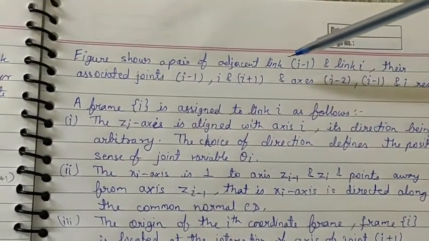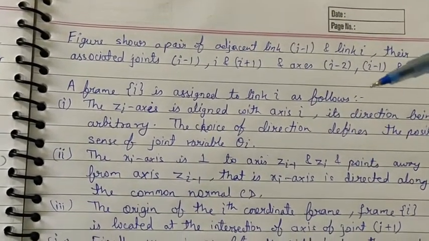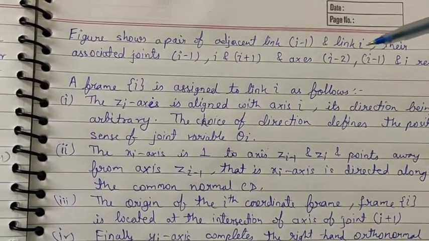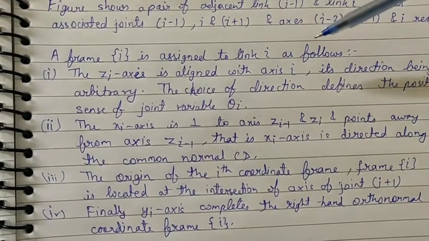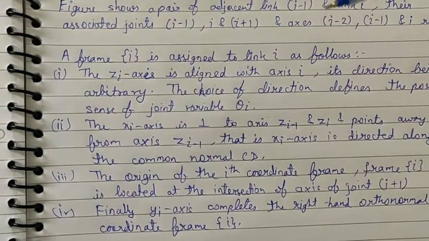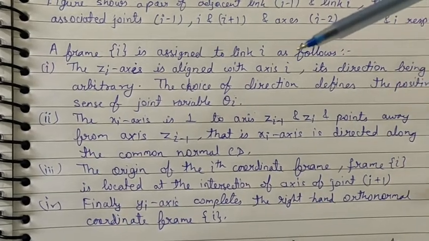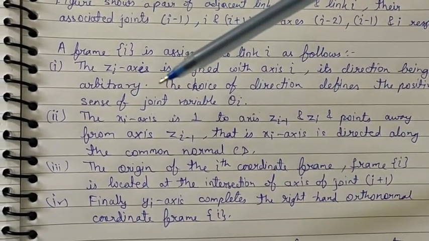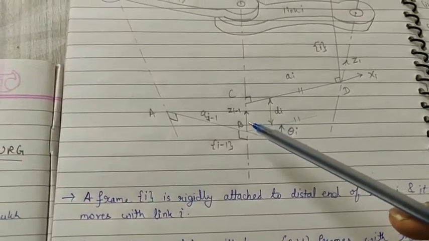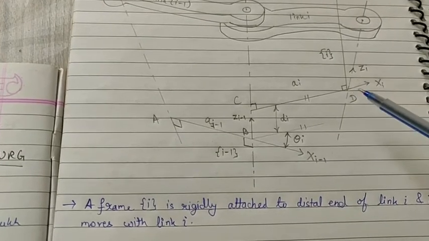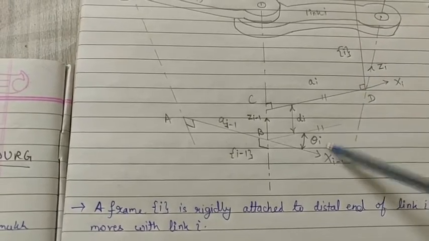The figure shows a pair of adjacent links, link I-1 and link I, with their associated joints I-1, I and I+1, and axes I-2, I-1 and I respectively. How is the frame I assigned to link I? The Z_i axis is aligned with axis I, its direction being arbitrary. This axis I is aligned with the Z_i axis, its direction being arbitrary.